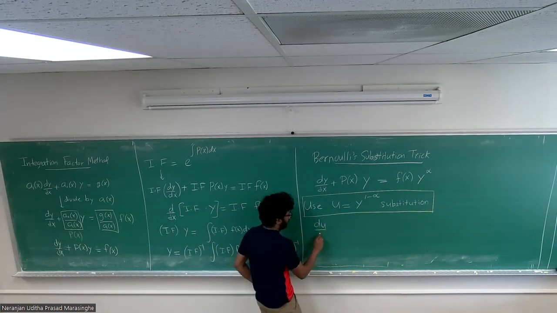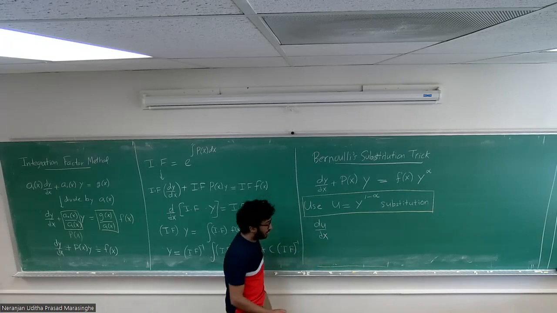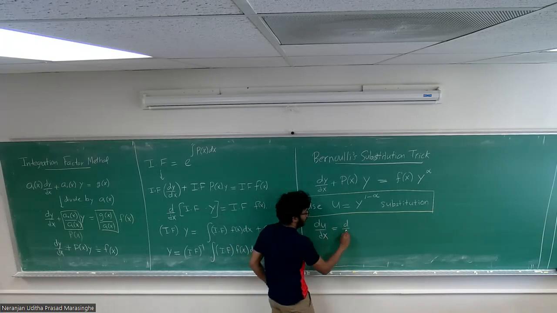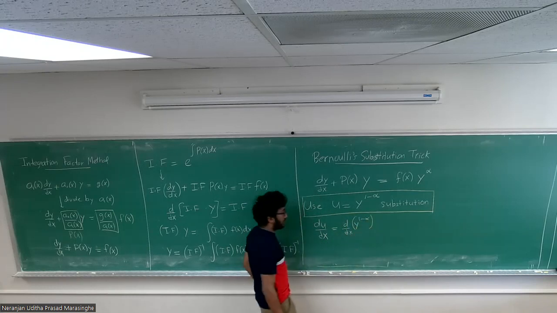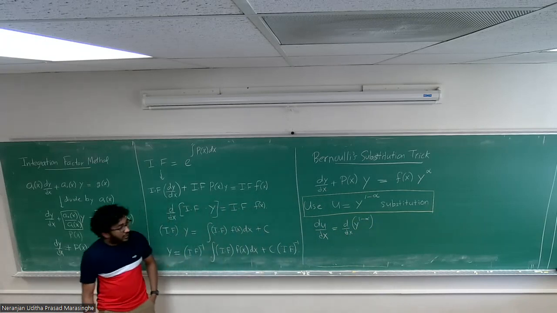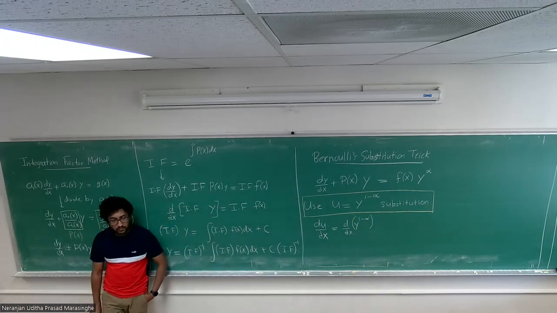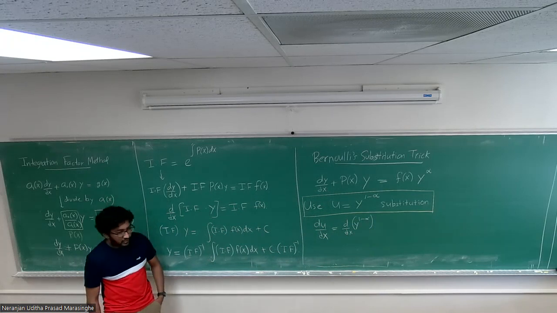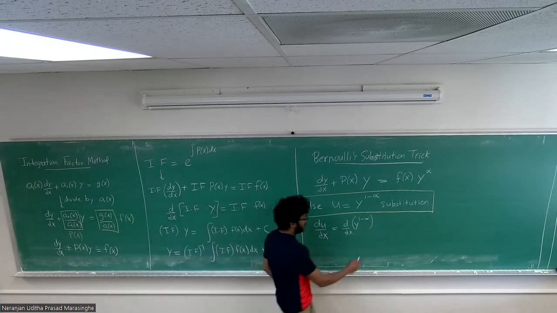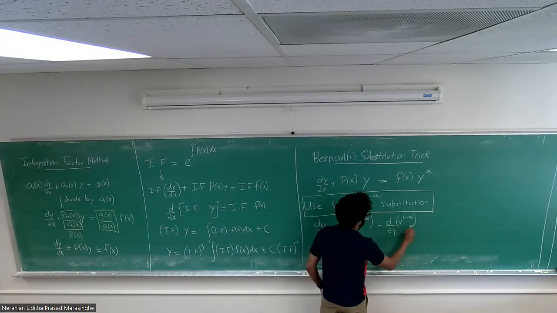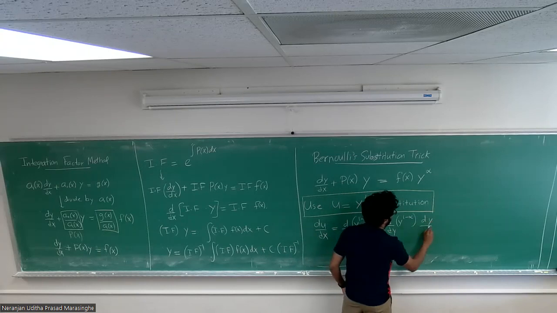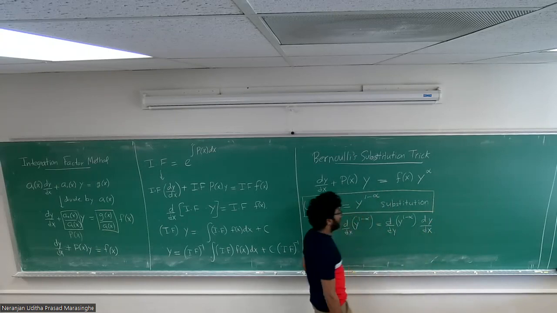Now what can you say about the derivative of u with respect to x? Now we have to apply the chain rule to find the derivative of u with respect to x. It is going to be the derivative of y to the power 1 minus alpha with respect to x. Okay. Now I'm going to apply the chain rule. So how do you apply the chain rule? This is going to be d over dy of y to the power 1 minus alpha times dy over dx. Okay.